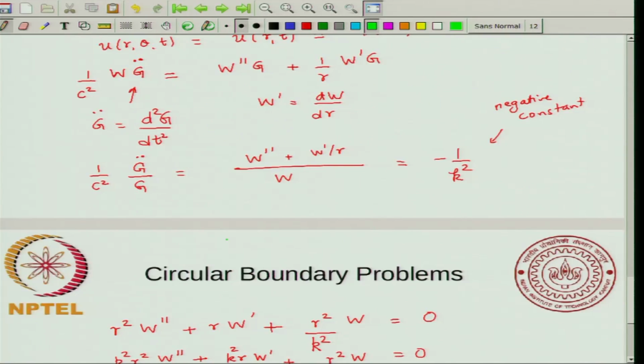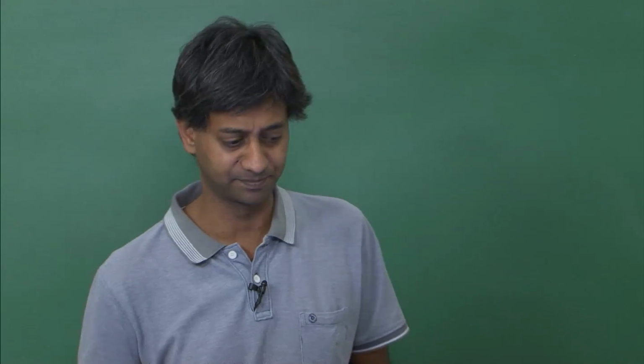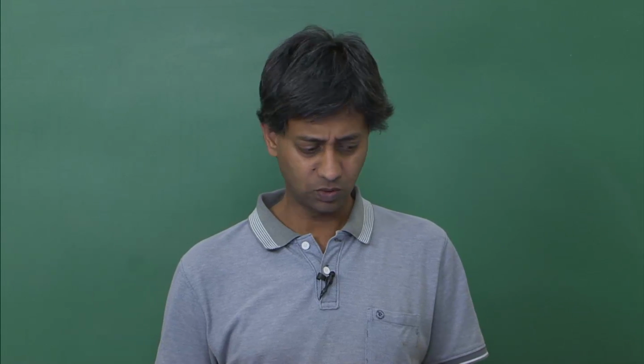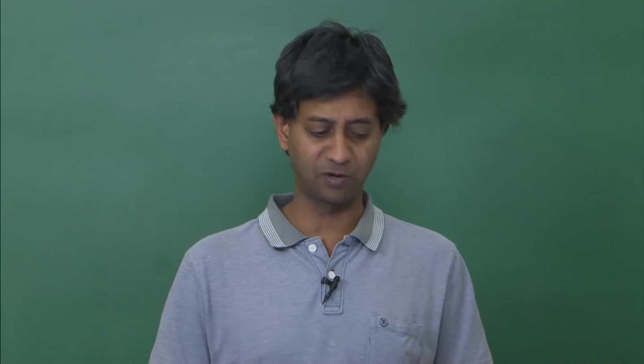Okay. So, I just wanted to show you where Bessel functions appear very naturally in circular boundary problems. Similarly, if you take a particle restricted to a circular region, you will again see the Bessel equation appearing. So, I will stop here. In the next class I will talk about Laguerre polynomials and how they appear in the solution of the hydrogen atom problem. Thank you.